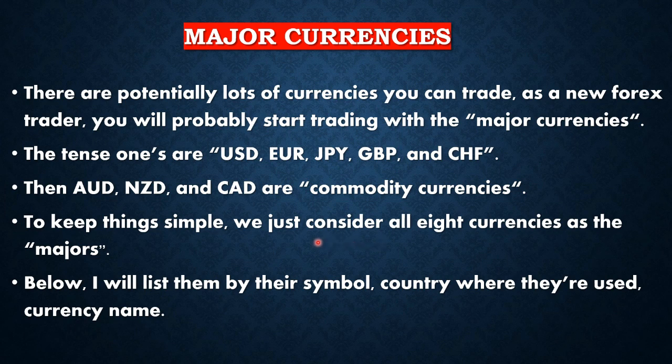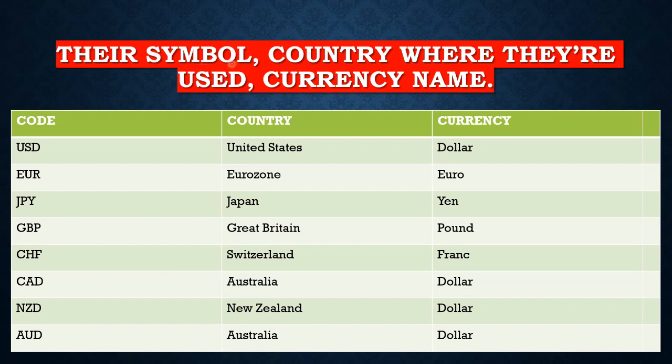These currencies are called major currencies because they are the mostly traded currencies across the market. When they are the most traded currencies in the world, that means they are major. They are the ones that everyone is looking at because there's more liquidity on them. I'll explain that along the way. Below I will list them by their symbol, country where they are used, and their currency name.